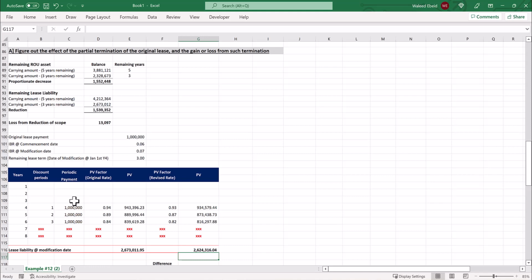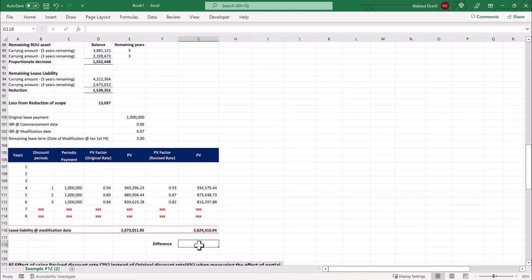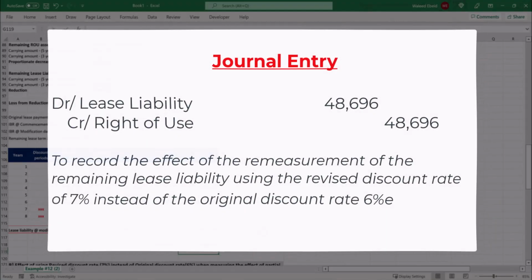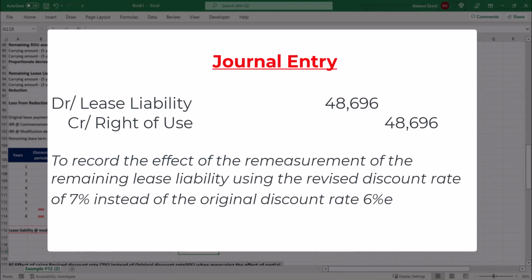Now, this is the lease liability on the modification date based on the original discount rate. And this is the balance based on the revised discount rate. And this is the difference between the two balances, which means that there is a further reduction in the carrying amount of the lease liability, amounting to £48,695, and that reduction is debited to the lease liability and credited to the right-of-use asset. This entry is booked to record the effect of remeasuring the lease liability using the revised rate of 7%, instead of the original rate of 6%.